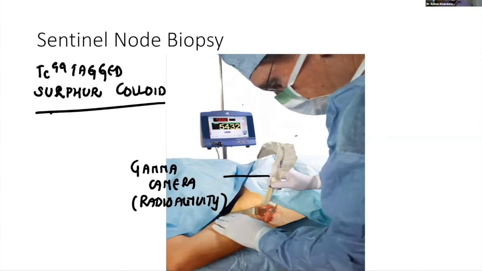That is, we inject this radioactive compound, and this gamma camera has been asked in the exam, the image. This gamma camera detects radioactivity. So whichever lymph node is the hot lymph node showing maximum radioactivity, that will be the sentinel lymph node. Mind you, the best technique for sentinel lymph node biopsy is the combination technique, blue dye plus radionuclide.